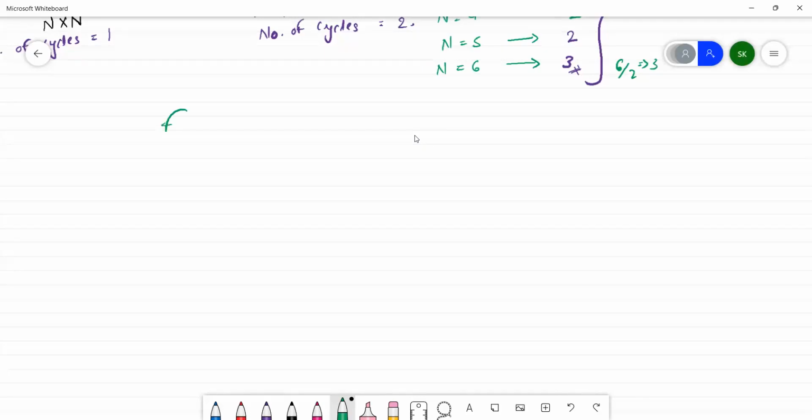So I'll just write here a for loop, which will start from, can anyone tell me? Okay. And it should go up to the number of cycles. So if you have been given n, how many times it should continue? It should continue up to n by 2, not n. I hope it is clear.